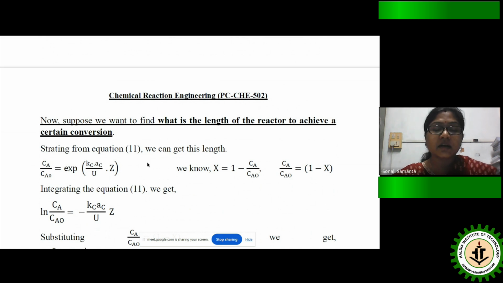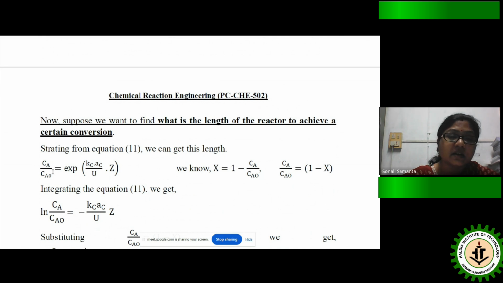Or if the conversion is given, what should be the packed bed length, and what is the maximum weight you can consider inside your packed bed reactor? We know the conversion X is 1 minus CA by CA naught, that is, how much reactant A is converted to product. We all know this. So CA by CA naught equals 1 minus X.